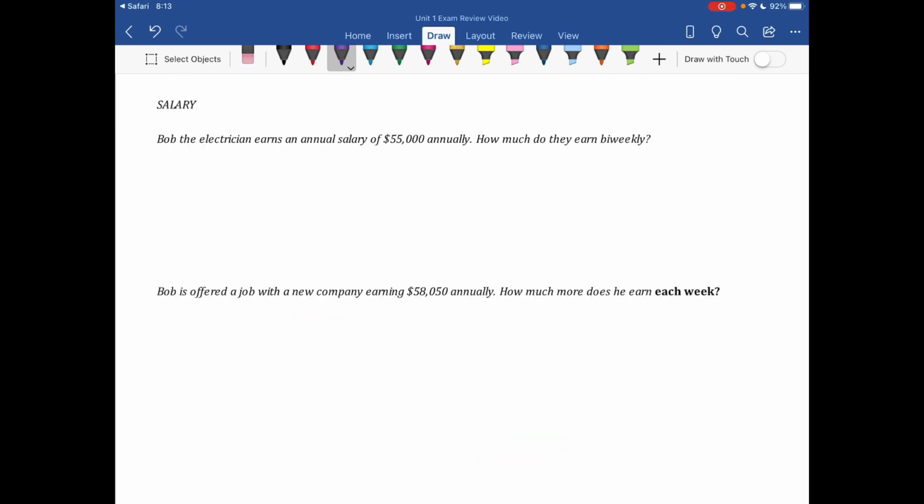Then, when talking about salary, if we have Bob the electrician who earns $55,000 annually, how much does he earn bi-weekly? That means we need to take his annual salary and divide it by 26 because that's how many pay periods there are bi-weekly in 1 year. That's going to give you $2,115.38.